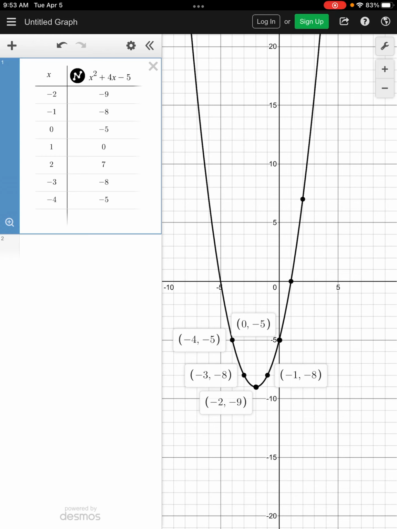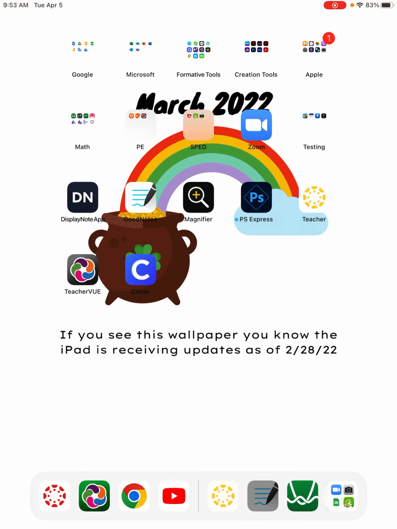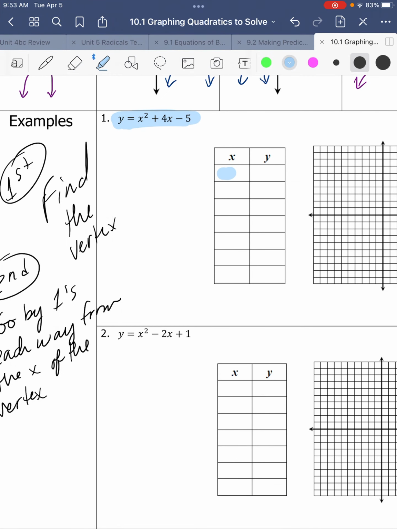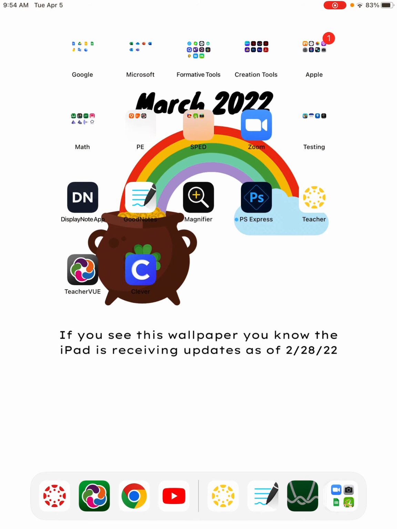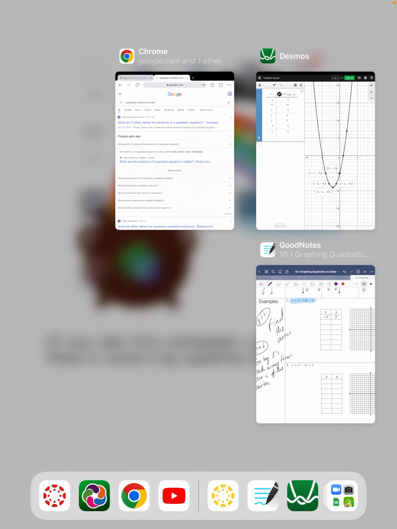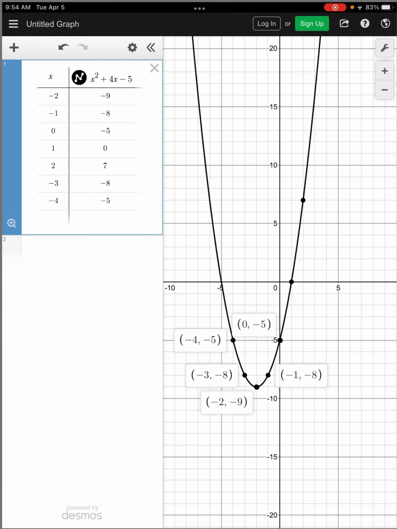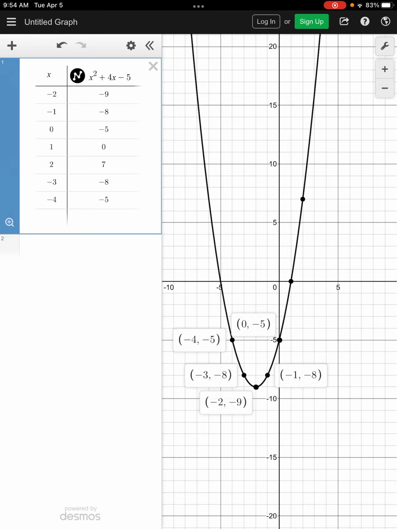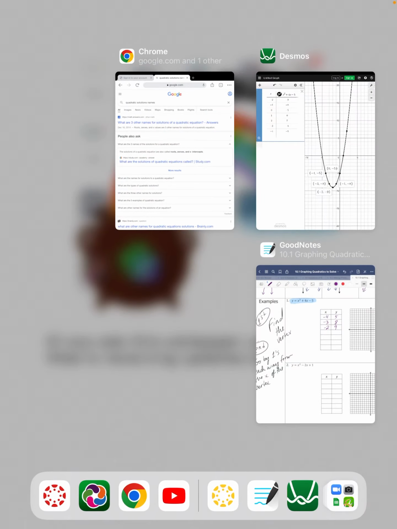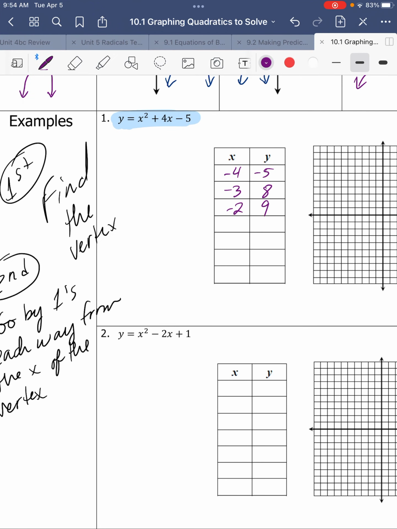So we have to remember these coordinates. We have negative 4, negative 5. We have negative 3, negative 8. Negative 2, negative 9. That's the vertex. Negative 1, negative 8, and 0, negative 5. So at least two coordinates on the left side and two coordinates on the right.